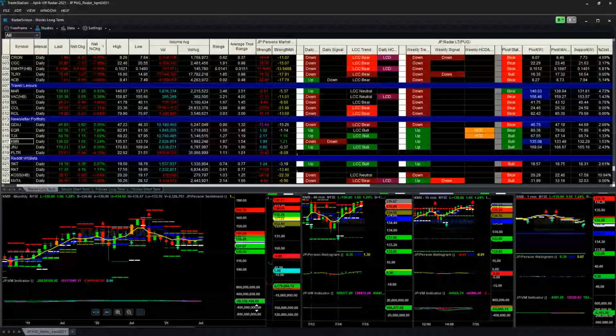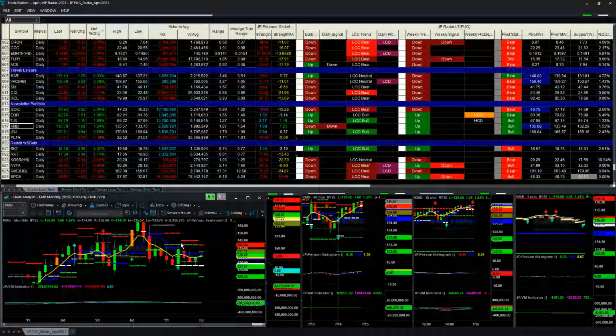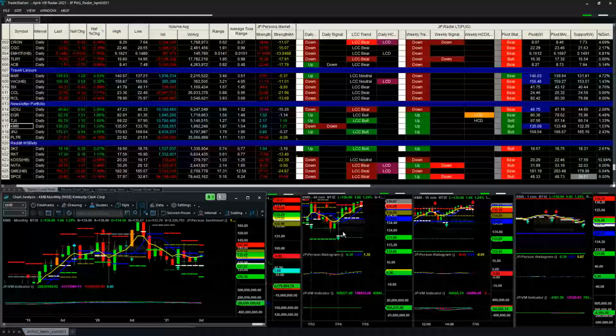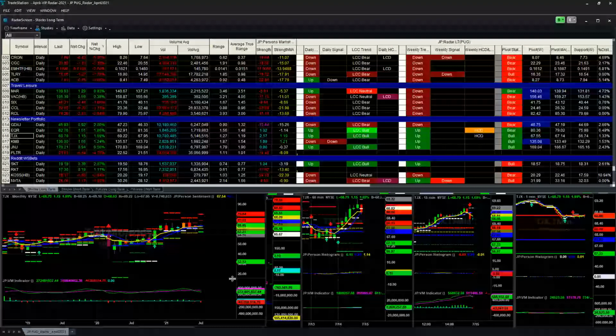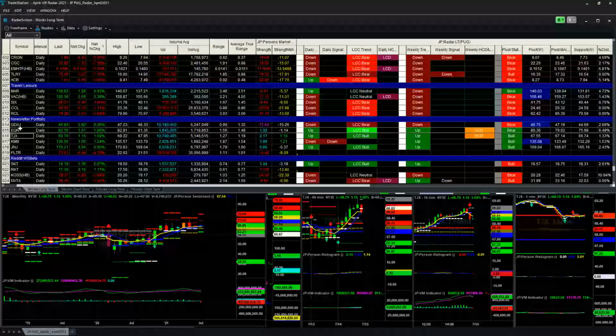Kimberly-Clark was one of the exceptions. It's in a monthly buy signal. It pulled back, the near-term volume is down, but price is rising. And TJ Maxx, same story. Longer term, price is rising above a rising moving average. Equity Residential, well, there's the story.